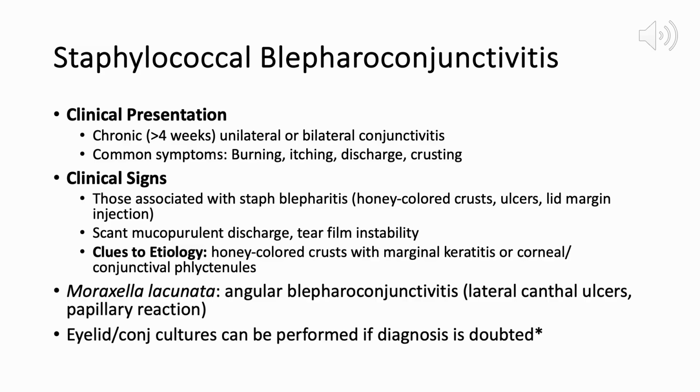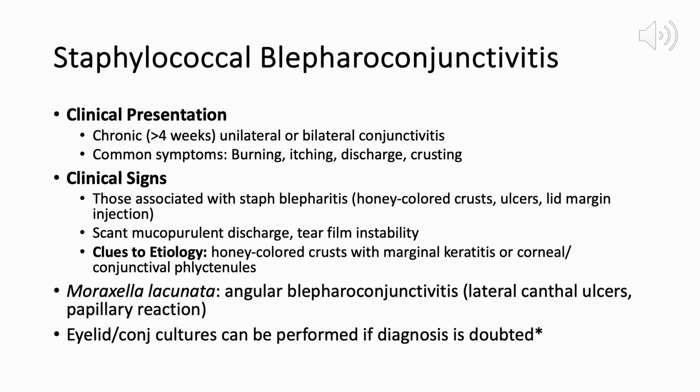These include honey-colored crusts, ulcers, and injection along the lid margin. Discharge tends to be scant and mucopurulent, and tear film instability is often present. Clues to the etiology include the presence of honey-colored crusts in combination with marginal keratitis or conjunctival phlyctenules.